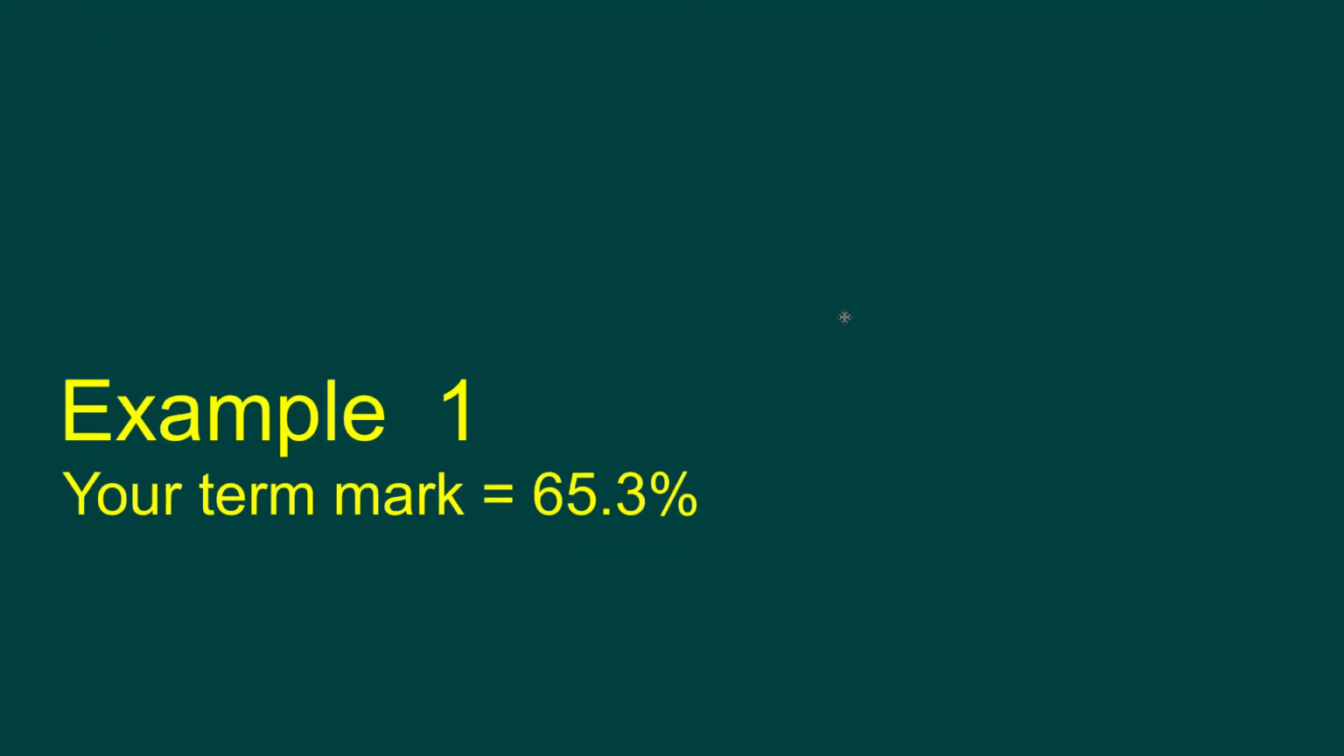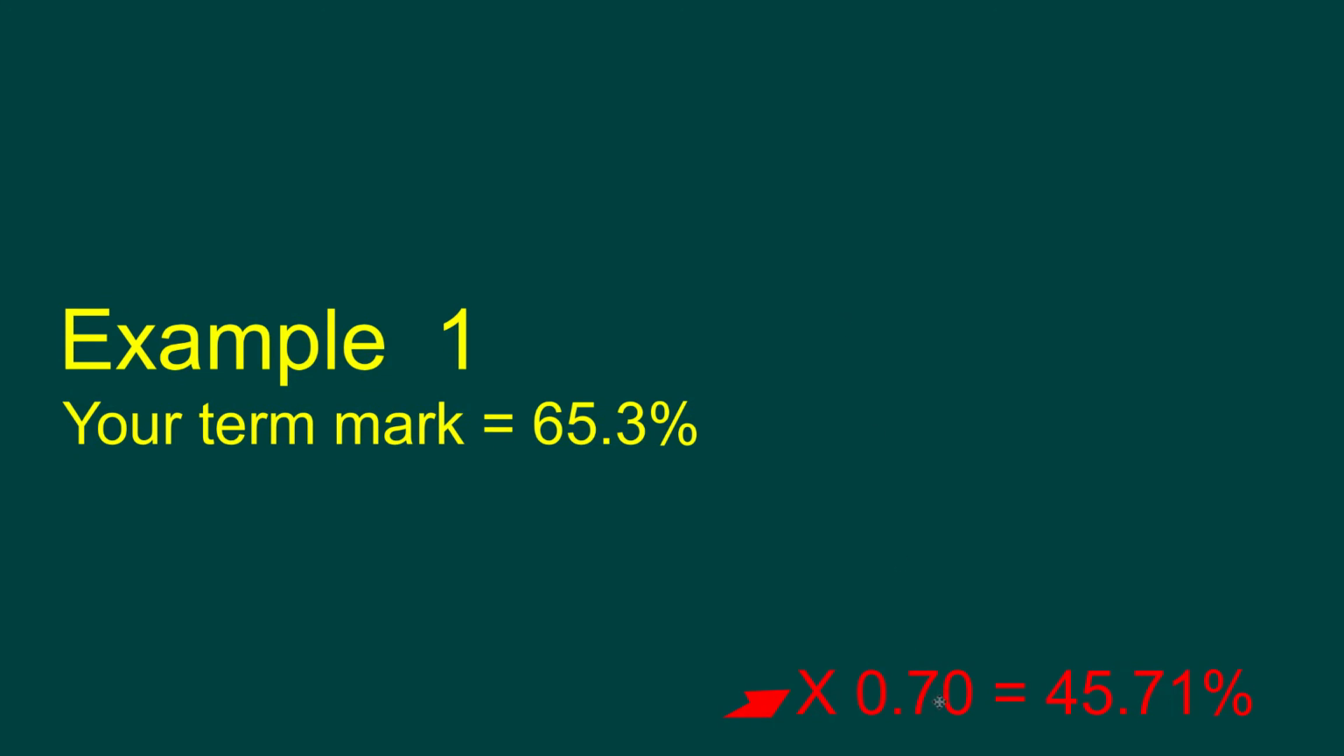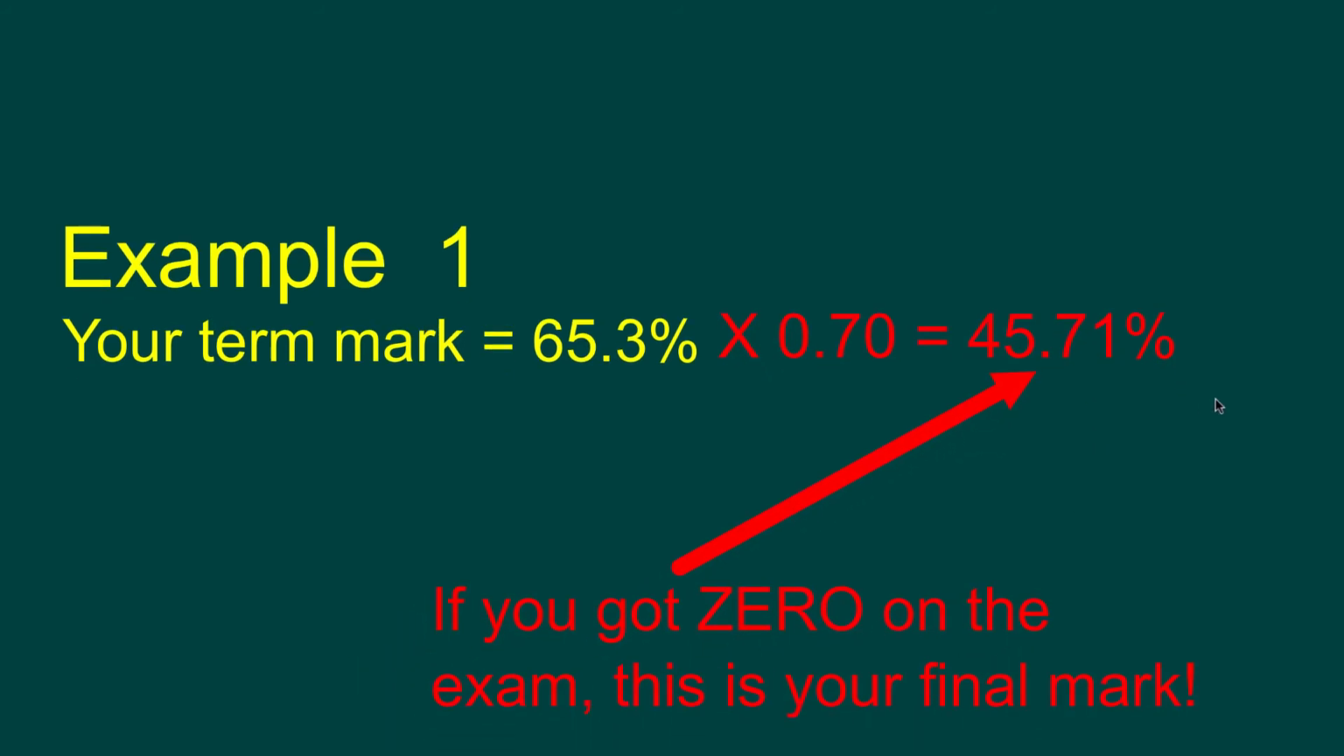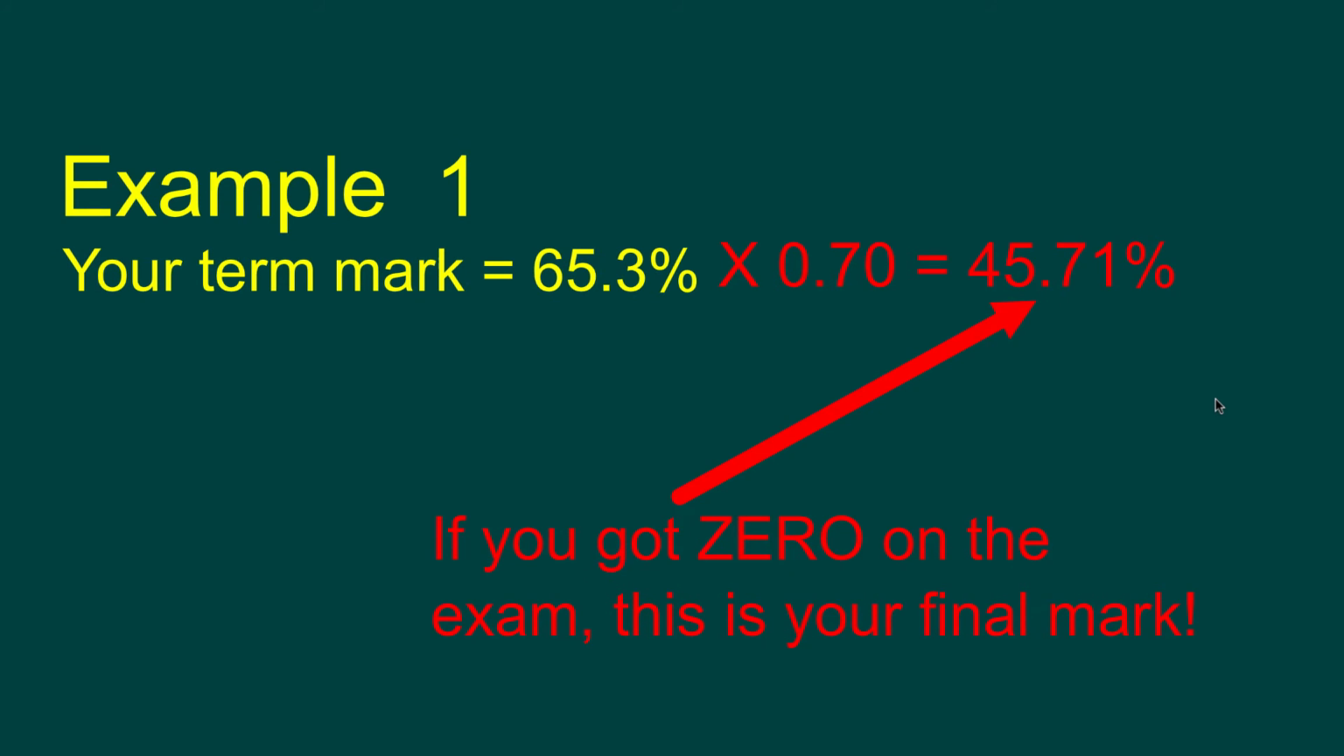So for instance, you have a term mark of 65.3%. So like we've done in the past, we will take that and multiply it by 0.7. So all of the work they've done for the term, which is worth 70%, would give them a 45.71. So I essentially let them know that if you got 0 on the exam, you went in, you didn't answer any questions, you would end up having an overall mark of 45.7, which means they need around 4% on the exam just to pass.